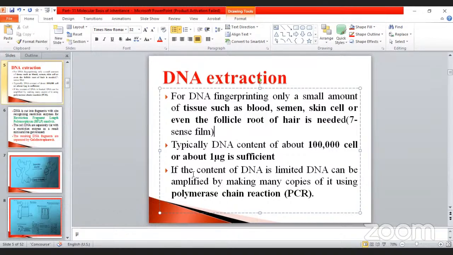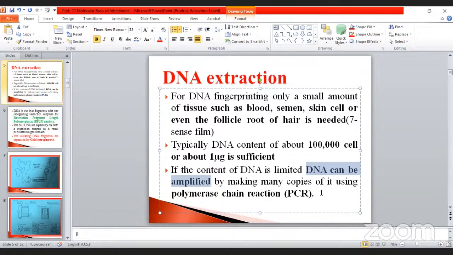After the collection of the 1 microgram sample, if the content of the DNA is limited, DNA can be amplified. This is a very important technique. Amplified means what? It makes a number of copies, a single copy into thousands, millions, and billions of copies, using one of the techniques called polymerase chain reaction.